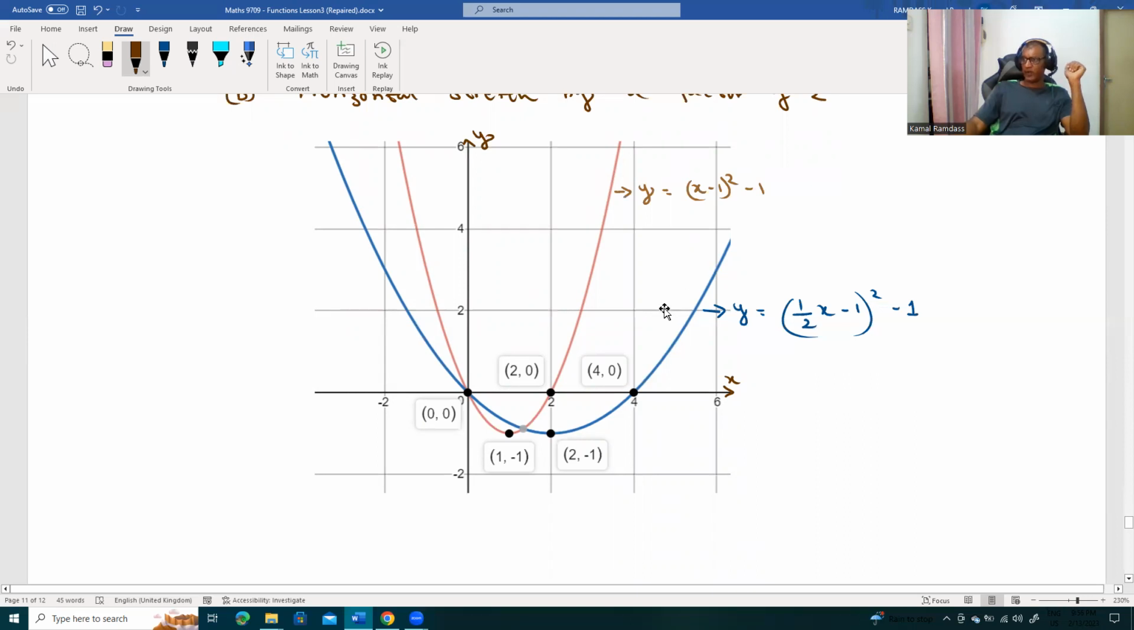OK? And what is its equation? Simply half x. Here it is (x minus 1) squared minus 1. Here, with half x, y is equal to (half x minus 1) squared minus 1.